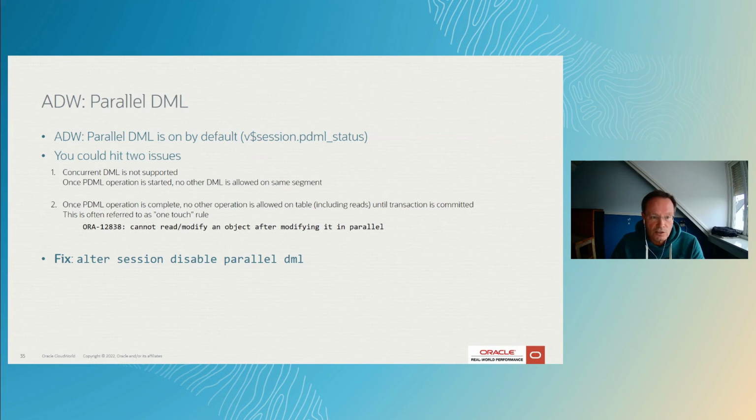The other issue is this ORA-12838 error, cannot read or modify an object after modifying it in parallel. Once a PDML operation has completed inside a single transaction, then inside that transaction, you cannot reread that same segment. This is often referred to as the one-touch rule. Yeah? So you could hit that as well. The fix here is relatively easy. You can just disable parallel DML for this particular bit of your application that may hit either one of these two issues.